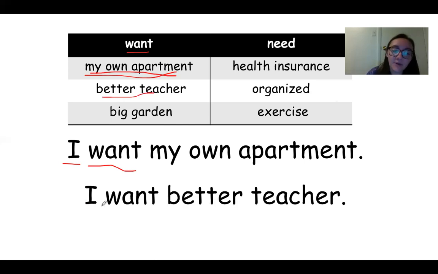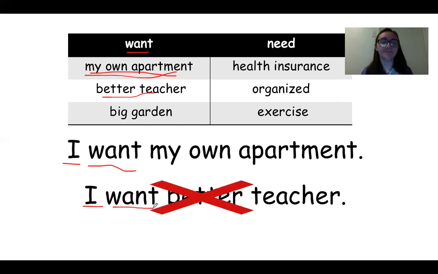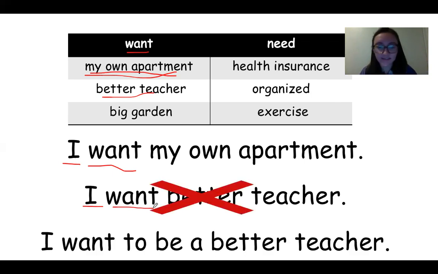Now, if I said I want better teacher, that would mean that I was saying I don't like my teacher and I want my teacher to be better. Or I want a different teacher that is better. And that's not what I'm trying to say. What I'm trying to say is I want to be a better teacher. So I'm not going to use that sentence. I have the phrase a better teacher. So what I would say is I want to be a better teacher.